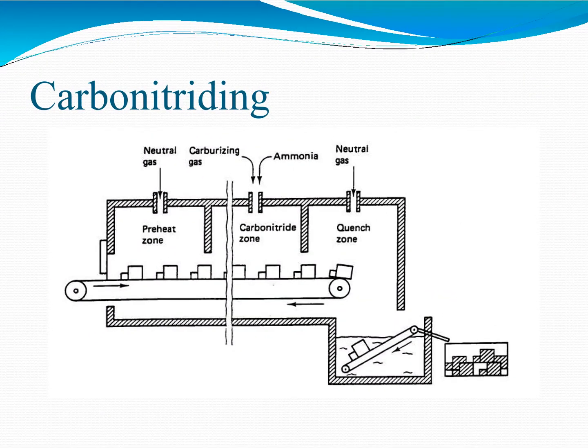In this process there is a conveyor on which the steel goes, where neutral gas is allowed in the preheating zone. After that, the carburizing gas and ammonia are added. Once it has been heated, with neutral gas, it goes to the quenching zone, then to the cooling zone, and the steel is hardened.